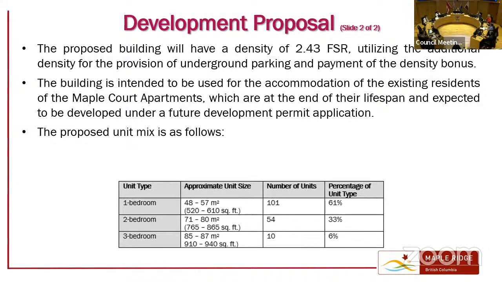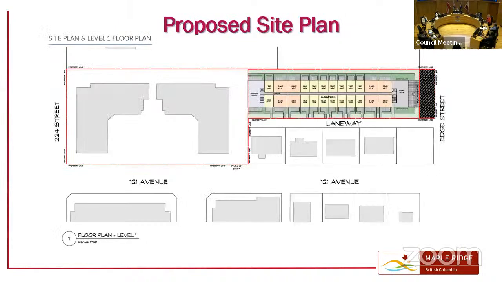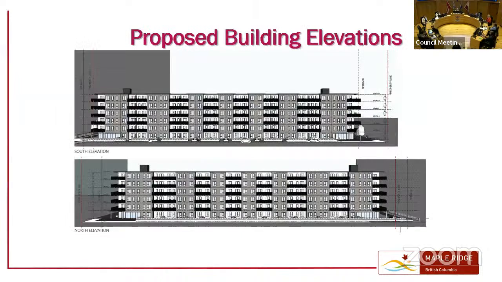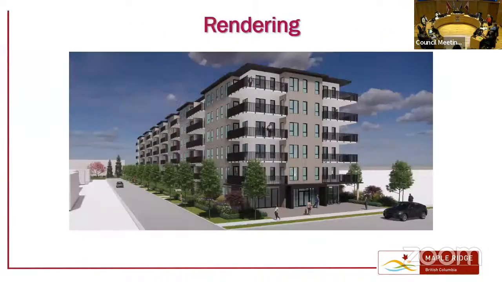Considering that this application is at the preliminary stage, further revisions to the drawings and the site plan will be provided. However, the preliminary proposed unit mix would be 61% 1 bedroom, 33% 2 bedroom, and 6% 3 bedroom. This is the preliminary site plan, which I mentioned would be subject to change, which shows the road dedication off of Edge Street. This is the preliminary building elevation.